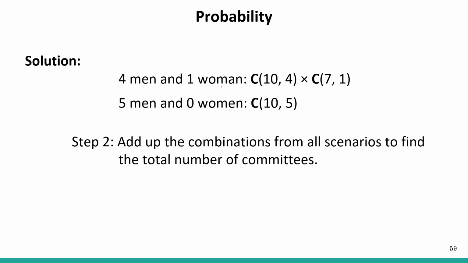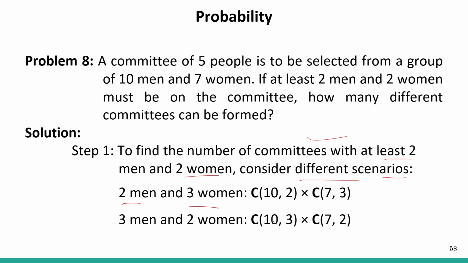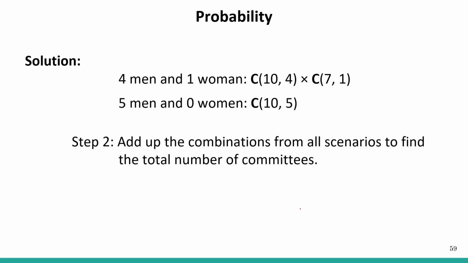4 men and 1 woman: in how many ways can I choose 4 men out of 10? It will be 10C4, multiplied with the number of ways I can pick 1 woman out of 7, which is C7 1. And 5 men and 0 women will be C10 5. So add up these combinations, because these cases are mutually exclusive and they give us all the cases. Summing these will give the total number of committees.